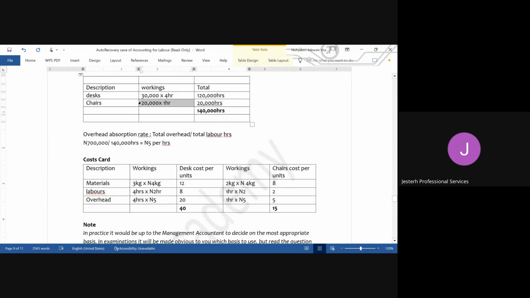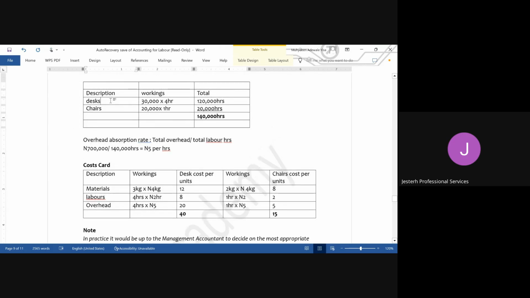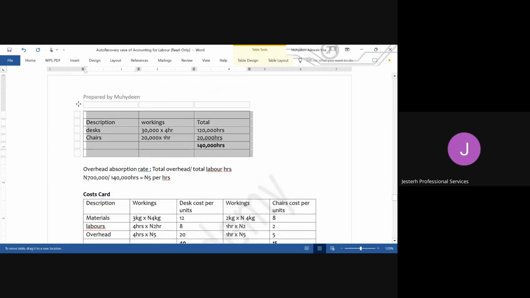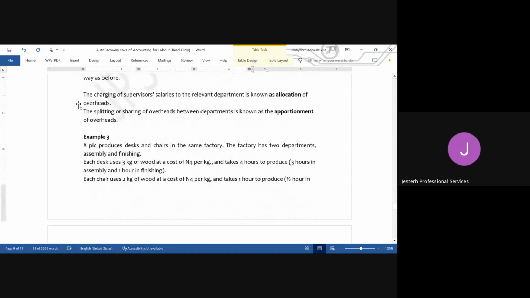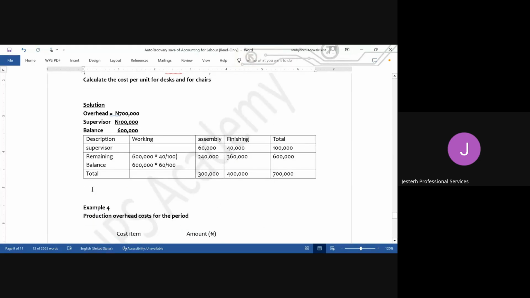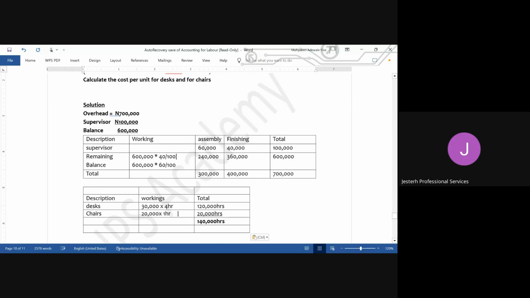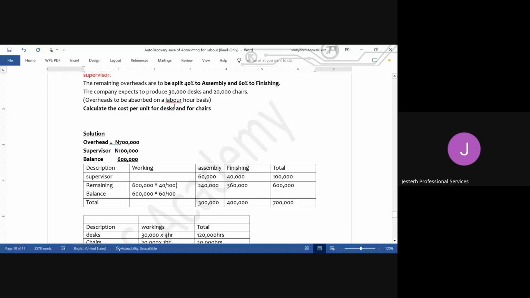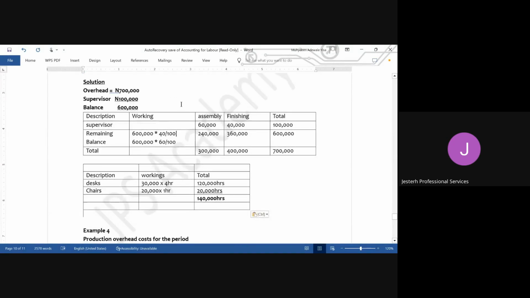This is what we did before, this very one. So let me copy this and then bring it here. Now, since our overhead is to be solved based on the labor hour basis, and then for the decks, we are to produce 30,000 units. For these 30,000 units, we have 4 hours each, which means to produce these 30,000 decks, we are going to spend 120 hours.